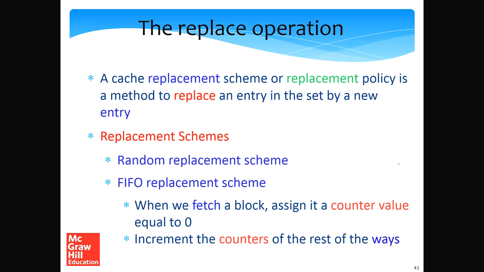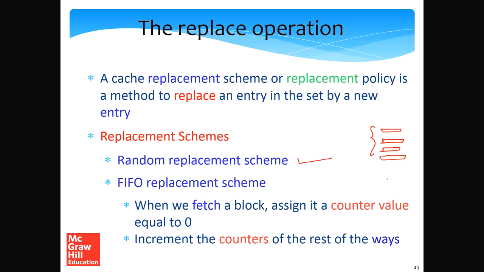So replace operation means that we are searching for a candidate in a set for replacement. So a cache replacement scheme or replacement policy is basically to find one victim in a set. So there can be many schemes. They have their pros and cons. So we can have a random replacement scheme where inside a set, we can choose any of the ways at random. If all of them have valid data, choose any one.